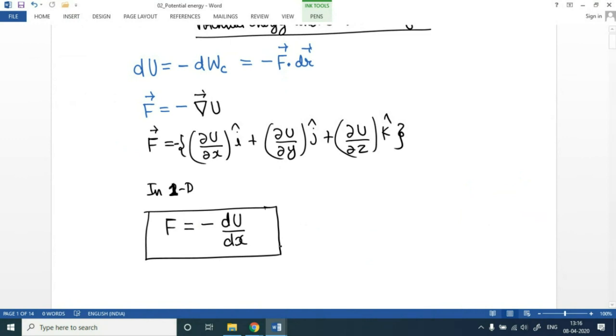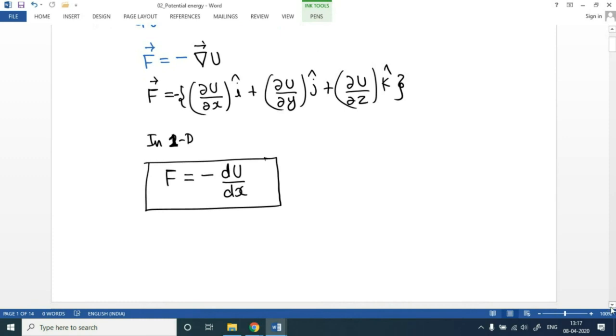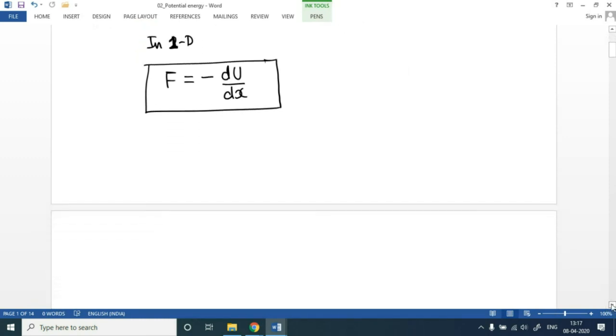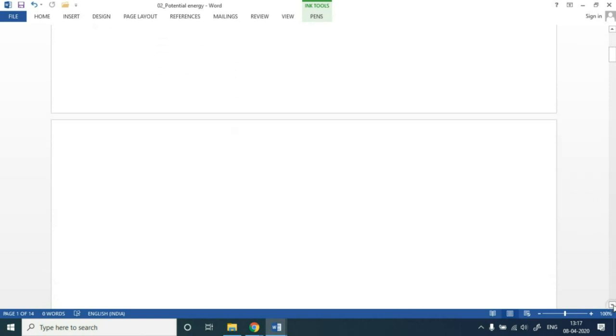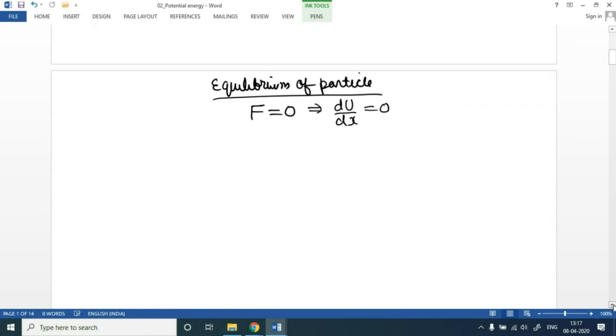This relationship establishes the connection between the conservative force and potential energy. If we know the potential energy expression, we can find the expression for force as well. So this enables us to study the condition for equilibrium of a particle in one dimension. Let's learn about equilibrium of a particle when we look at its energetics. For the particle to be in equilibrium, F must be equal to 0. Since F is equal to minus dU/dx, dU/dx has to be 0 as well.